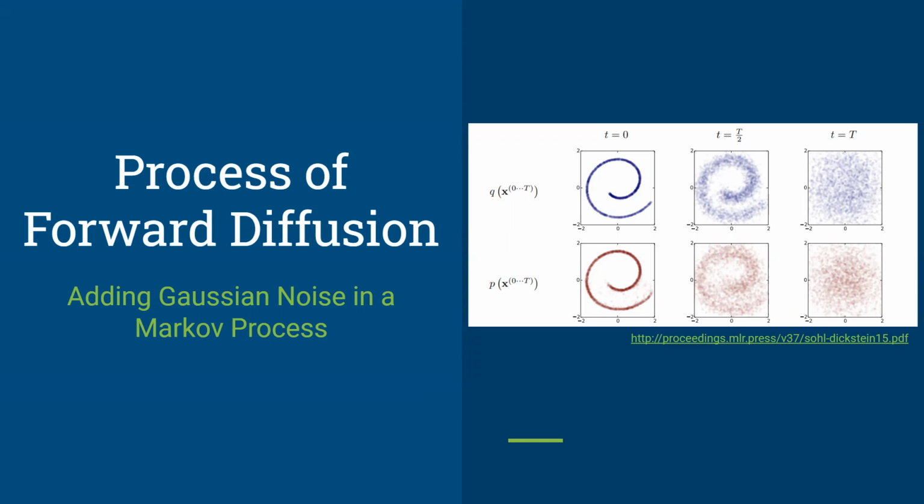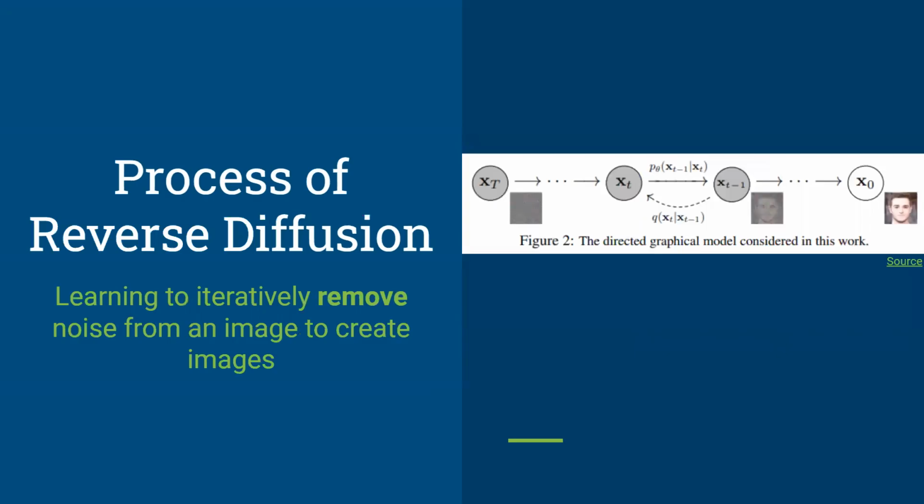So forward diffusion, simply, is adding Gaussian noise in a Markov process. You're going to go every single step and add a Gaussian blur, or add some sort of noise to every single step as you go further down the chain. You do this for 100 iterations, 1,000 iterations, it doesn't really matter. You're going to end up with a crap ton of noise. The goal of the diffusion model is to reverse this.